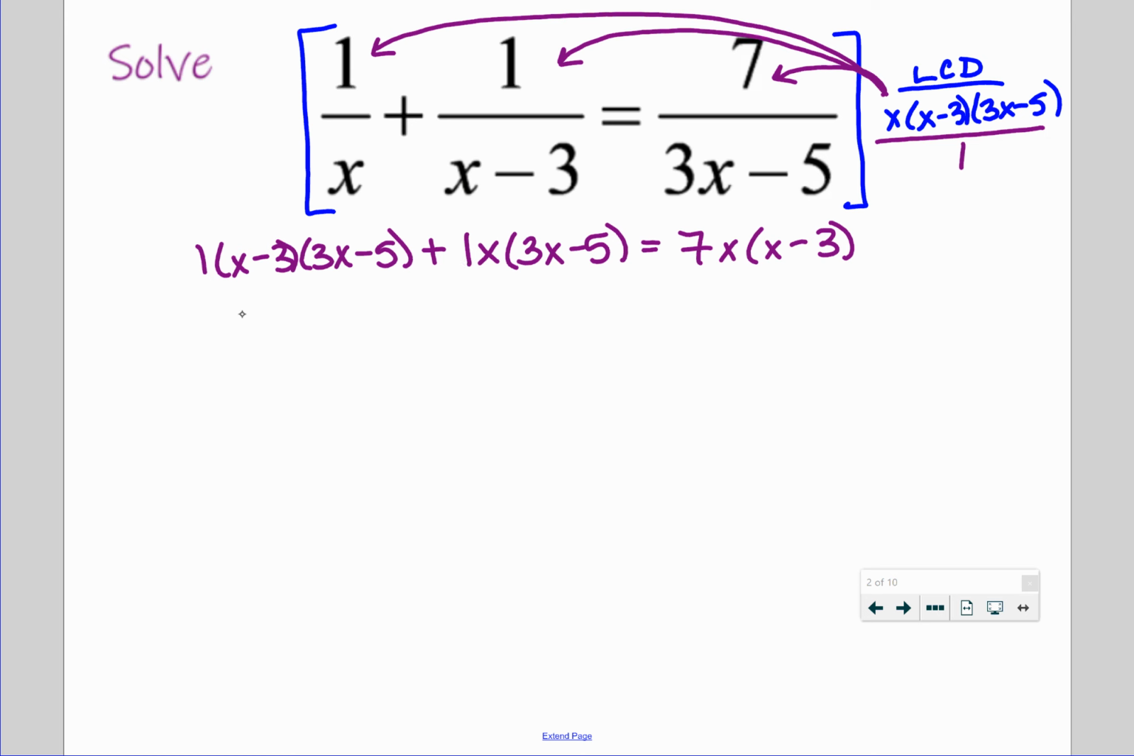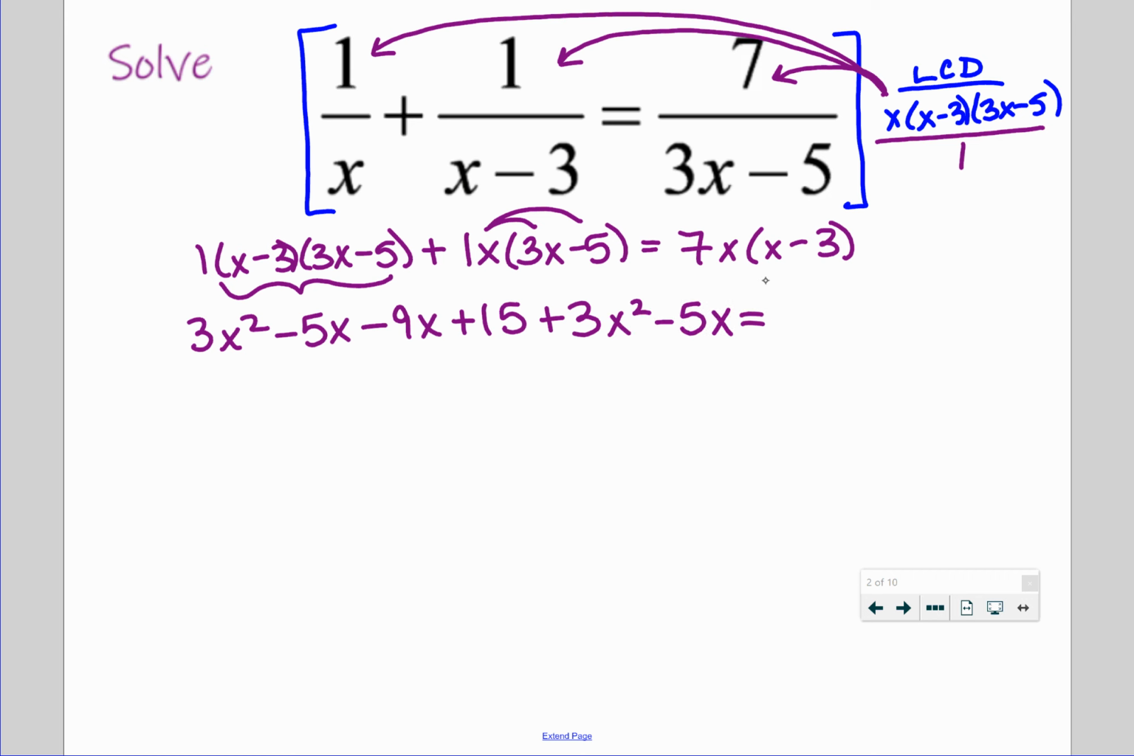Now I'm going to simplify what I have. We know those ones aren't going to change anything, so I'm going to start by FOILing this guy together. First term's 3x squared, outside negative 5x, inside negative 9x, last positive 15. In the next set of terms, I can just distribute my x through. That gives me a 3x squared minus 5x. And on the right, I can also distribute my x through, 7x squared minus 21x.